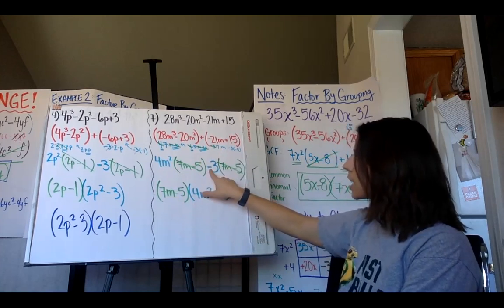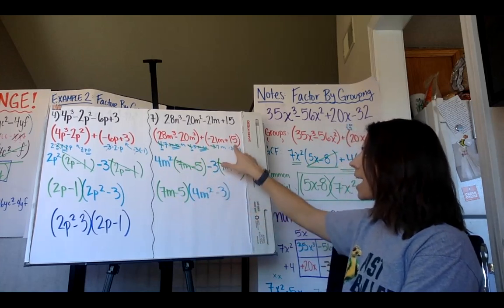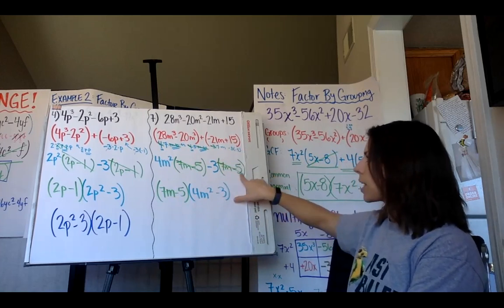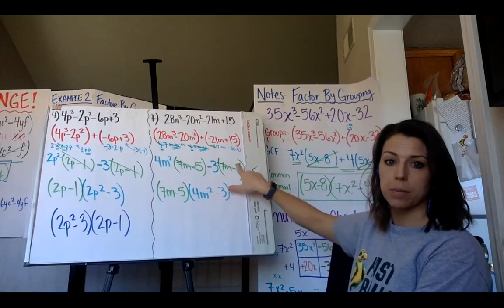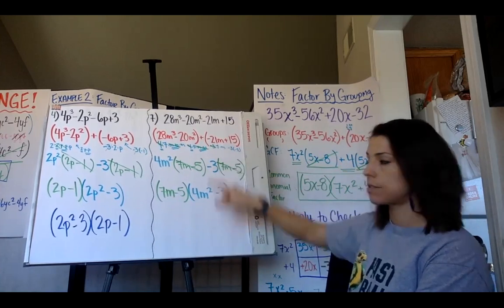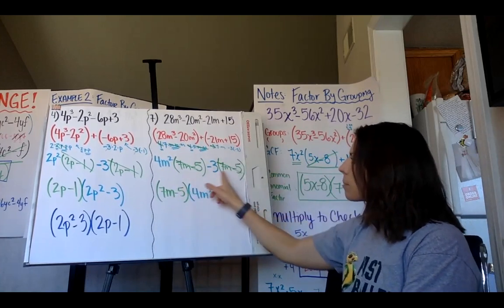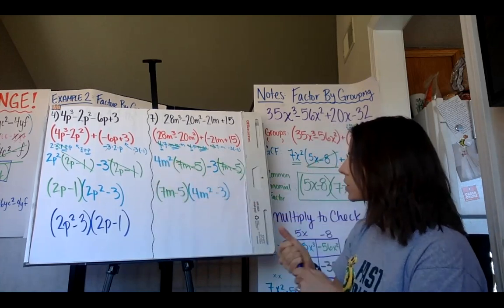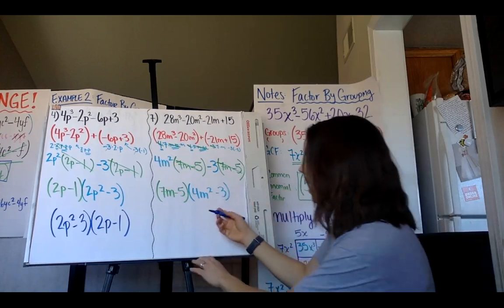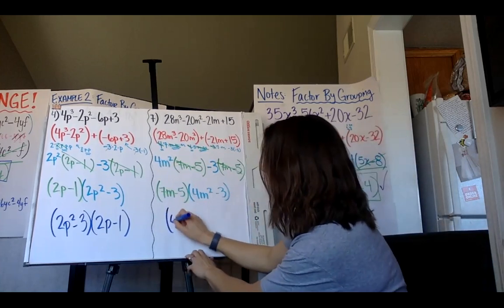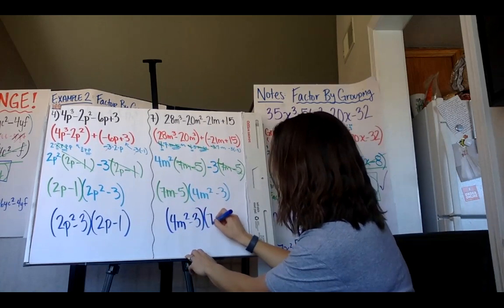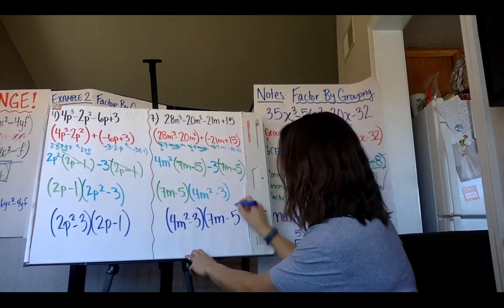When I do, that's negative 3 times 7m, and then negative 3 times negative 5 is how you get positive 15, which is why this has also become subtraction, because negative 3 times negative 5 is positive 15. 7m minus 5 is your common binomial factor. 4m squared minus 3 is what you have left over. Again, that's also equivalent to 4m squared minus 3 times 7m minus 5.